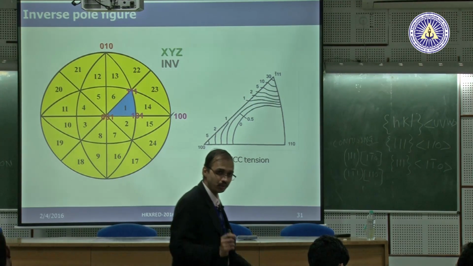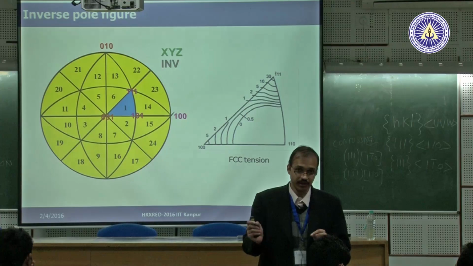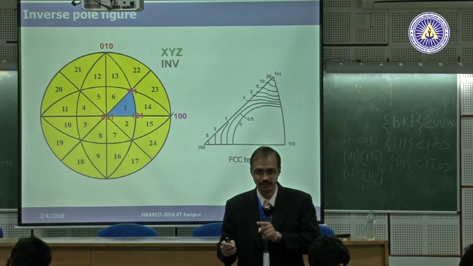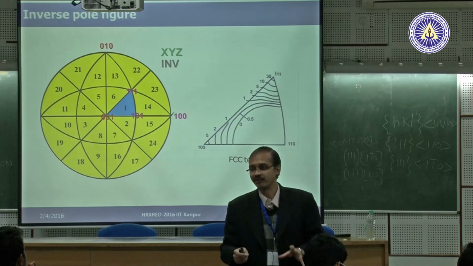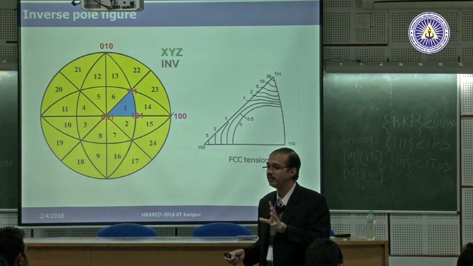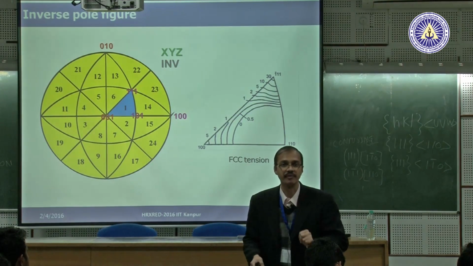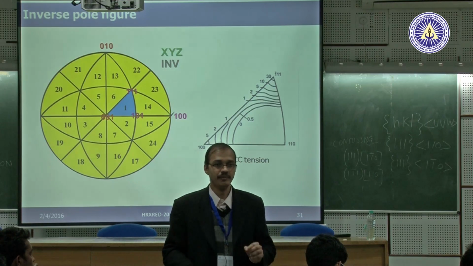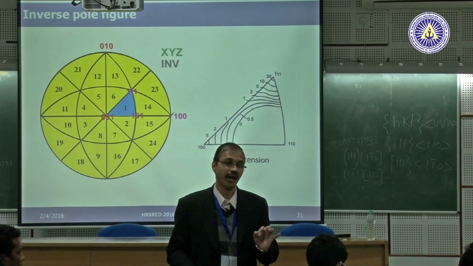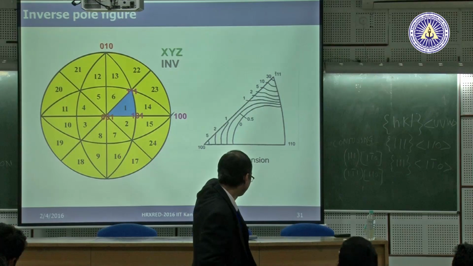So now what I'm going to do is, instead of defining orientations in terms of a sample frame of reference, I'm going to describe them in terms of the crystal frame of reference. And then I say, tell me what is the growth direction. Tell me what is the growth direction. And I plot that growth direction on this triangle.